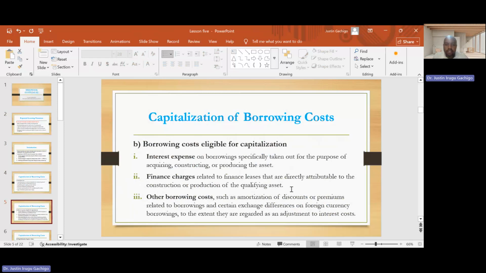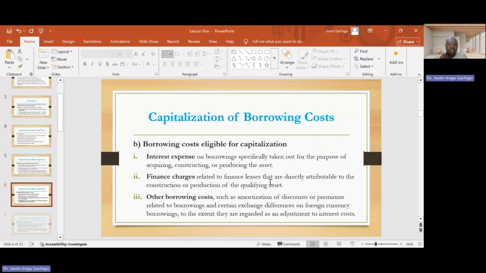So these are the costs which are basically eligible for capitalization. That is, you don't expense them to the P&L directly, but you accumulate them and add them to the cost to be part of the asset cost. So for example, if the asset cost, let's say, was 5 million, then we have all these other costs, finance charges, and other borrowing costs. You should add them to this 5 million to form the overall total cost of the asset. And then when it comes to depreciation, you'll be depreciating that asset as a whole.